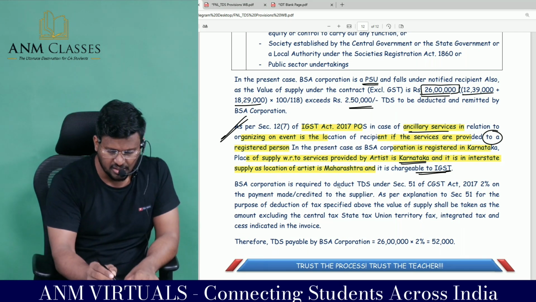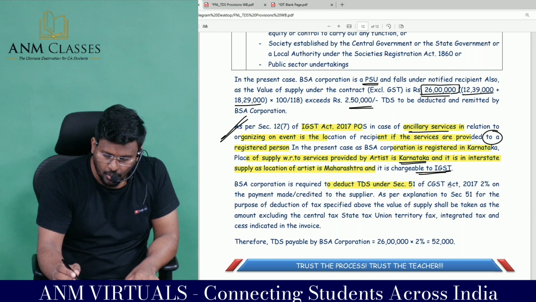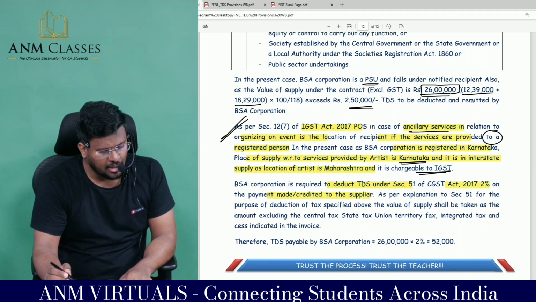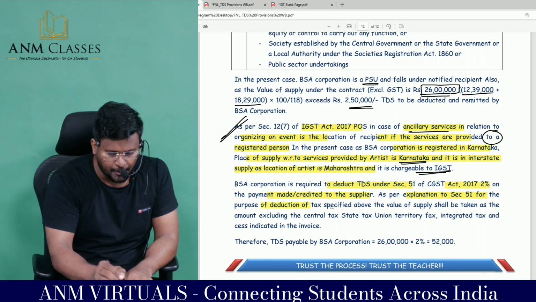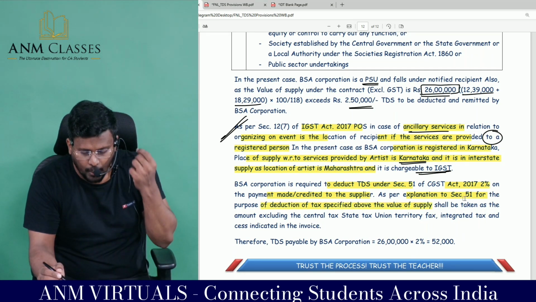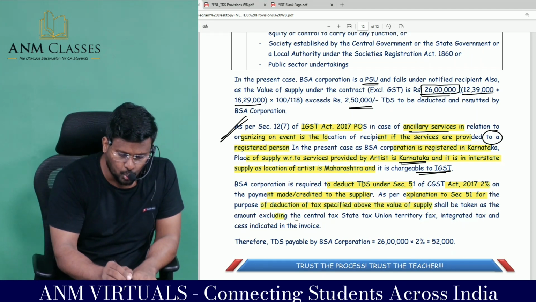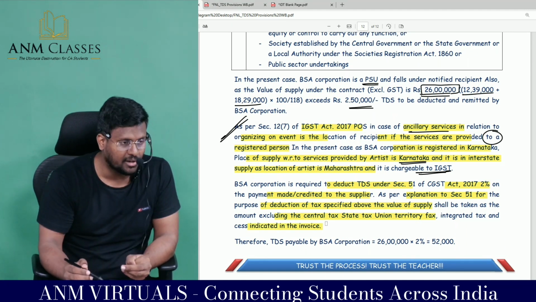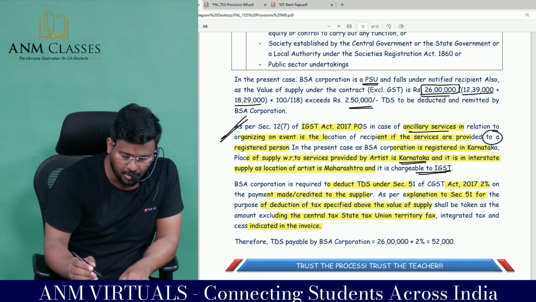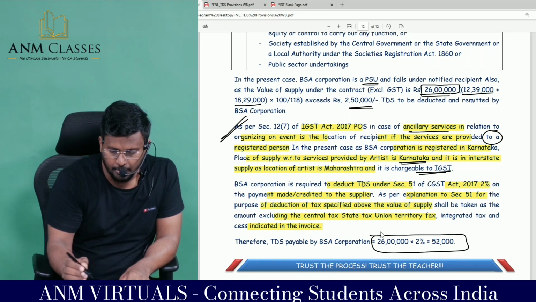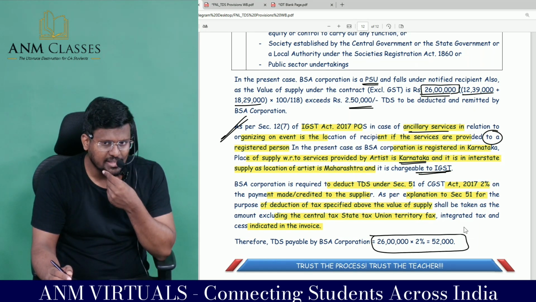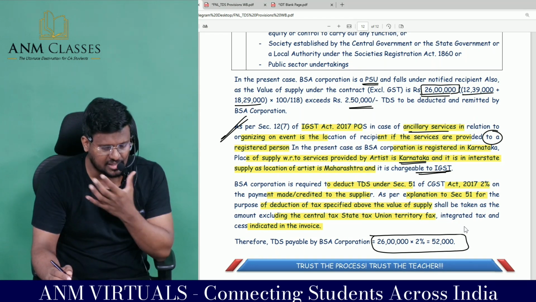BSA Corporation is required to deduct under section 51 at 2% on the payment made or credited to the supplier. As per explanation to 51, for the purpose of deduction of tax specified above, value of supply shall be taken as amount excluding the central tax, union territory tax, integrated tax and cess indicated in the invoice. Therefore, TDS payable by BSA Corporation will be value of supply into 2%. What is the value of supply? 26 lakhs. Is it including taxes or excluding taxes?